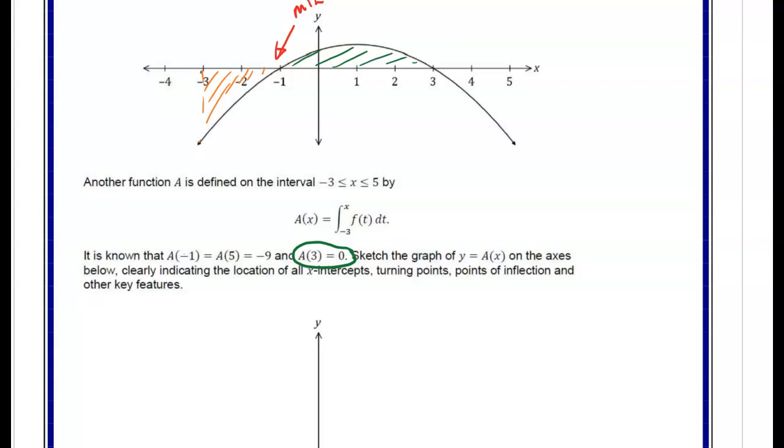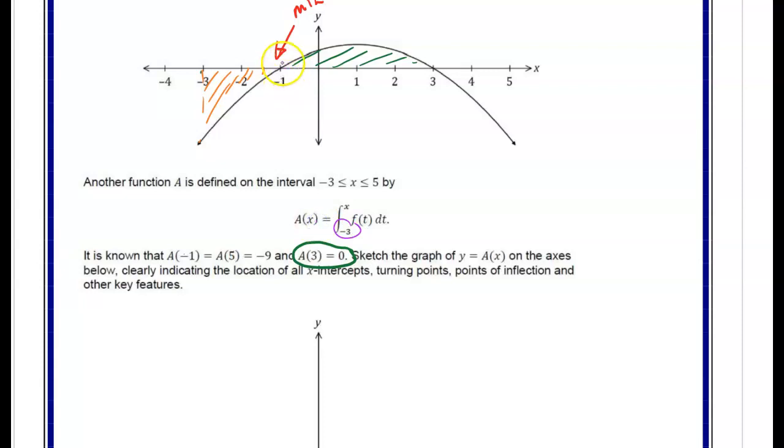All right, so let's have a look at what we know. We are told A of 3 equals 0, which means that area in orange must equal that area in green, because they will counterbalance each other out, because we start from -3 onwards.